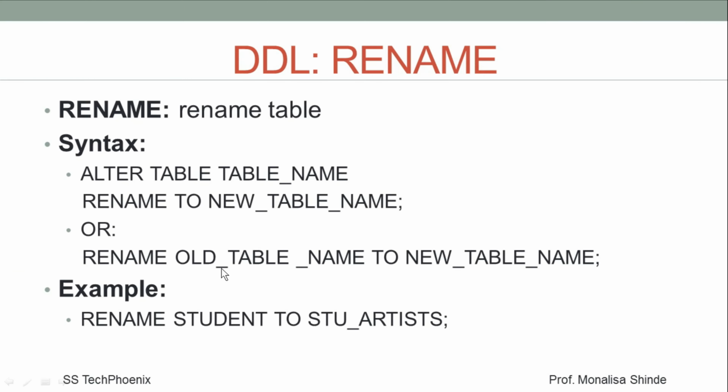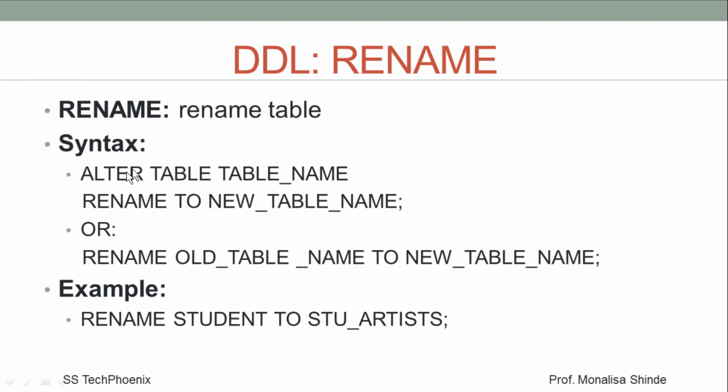Next is the rename command. Now this is the third DDL command, the rename command, which is used to modify the structure of a table. Now this structure refers to the name, meaning we can change the name of the table. Sometimes we may give an unmeaningful name to the table. Then if we need to change that table name, we have to use the rename command.